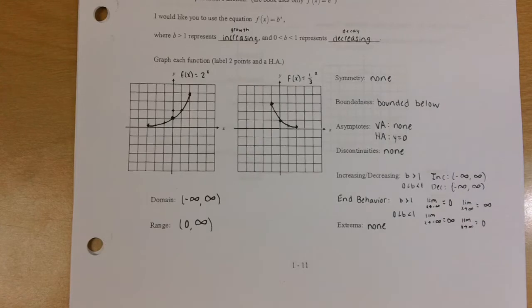For the decreasing function, it is the same as the other graph, except it decreases from negative infinity to positive infinity. Also, the end behavior is positive infinity as x approaches negative infinity, and is 0 as x approaches positive infinity.